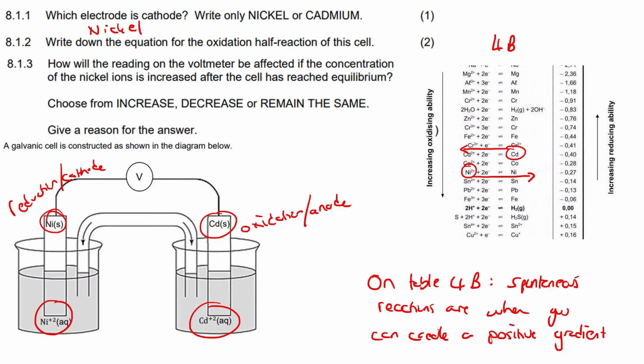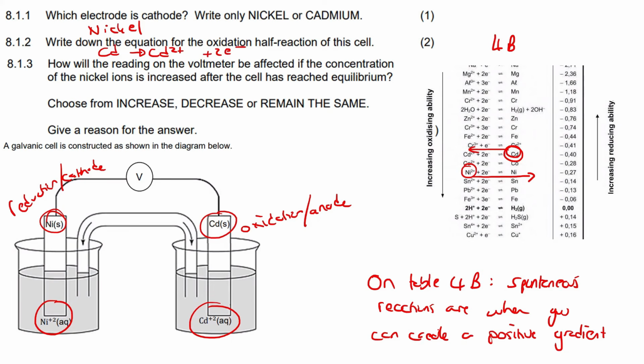Write down the equation for the oxidation. Well, that's this one, so it has to be written in the direction that we have it. It starts with cadmium, then it becomes cadmium 2+ plus 2 electrons. You see? It starts with cadmium and then goes to cadmium 2+. So let's write that over here: Cd goes to Cd 2+ plus 2 electrons.